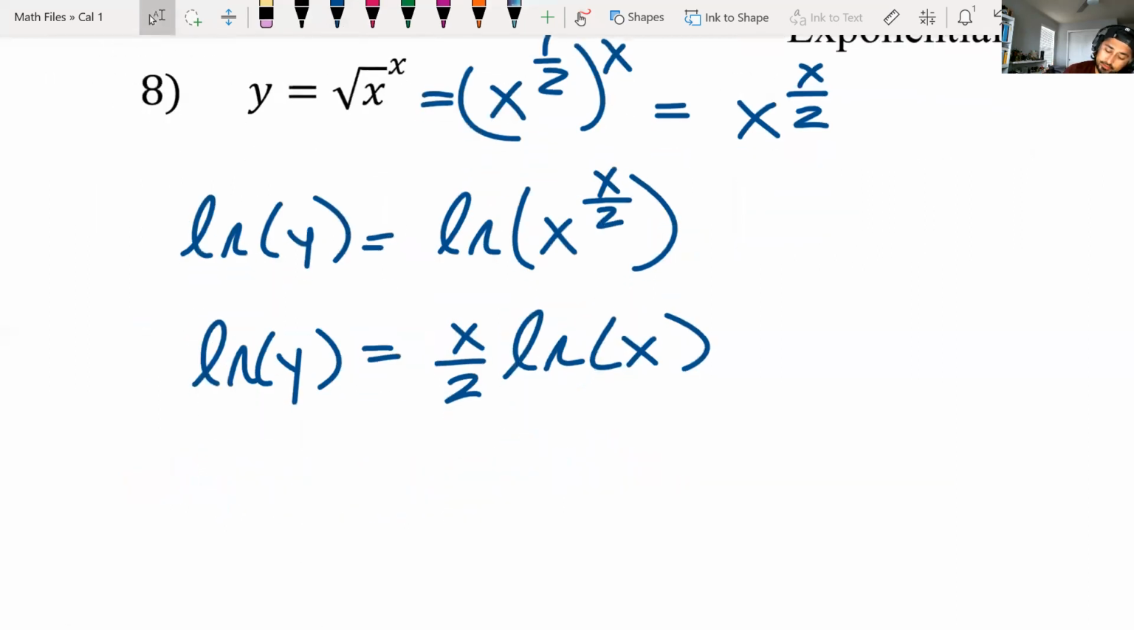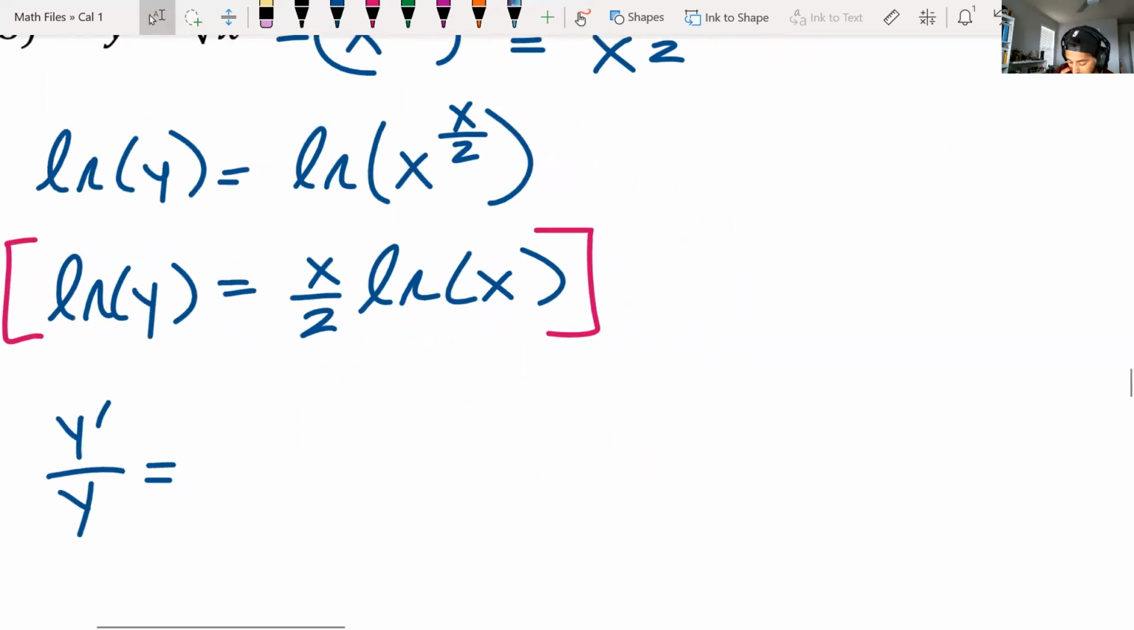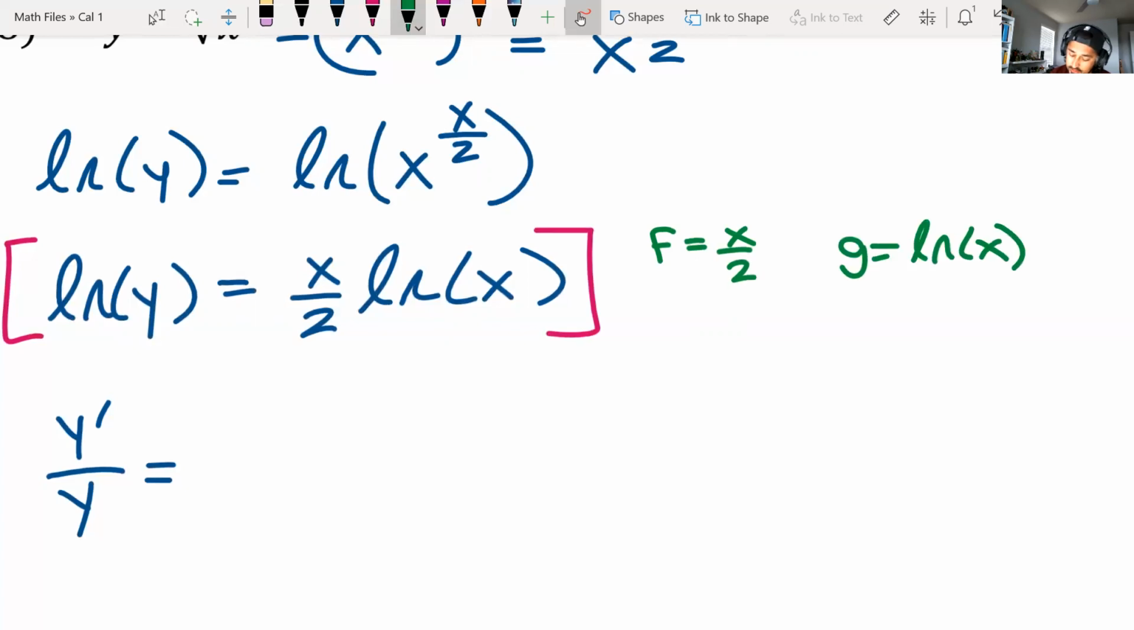So the right side is simplified, and then you will apply the derivative to both sides. And the left side becomes y prime over y. The right side has to use what rule? Product rule. F is x over 2. G is the natural log of x. F prime is going to be 1/2. G prime is going to be 1 over x.